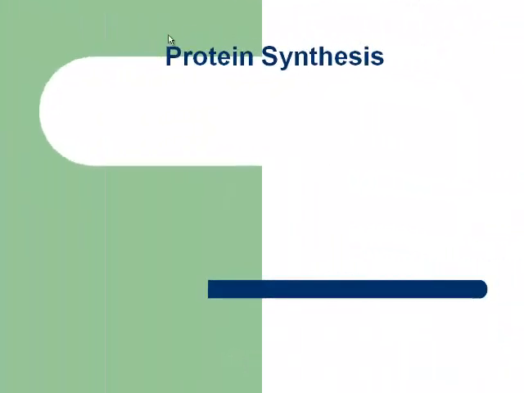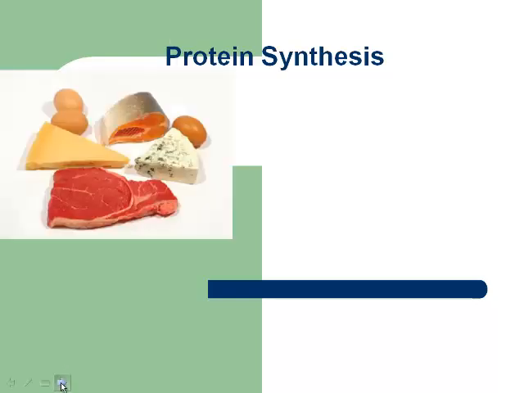Ladies and gentlemen, this is part 2 of DNA. It's all about making a protein. We also call it protein synthesis. So as you guys probably remember or probably know, a lot of the things that we refer to as proteins are foods, so meats, cheeses, and fish.